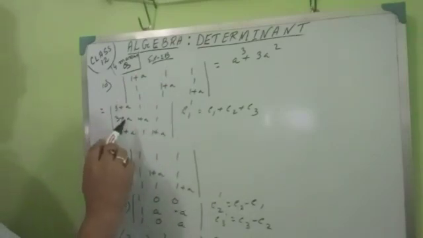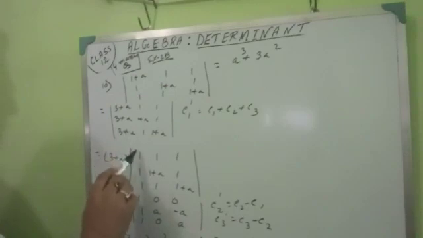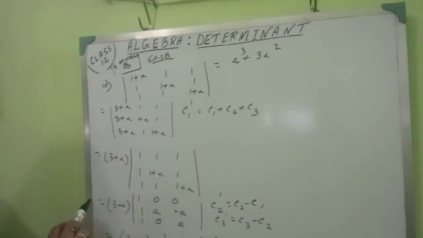Now, take this 3 plus a outside the determinant. Then what we will get? When 3 plus a is taken out, it will be again 1. So 1, 1, 1, 1, 1 plus a, 1, 1, 1, 1 plus a. Okay. Now second column C2 dash we will change.